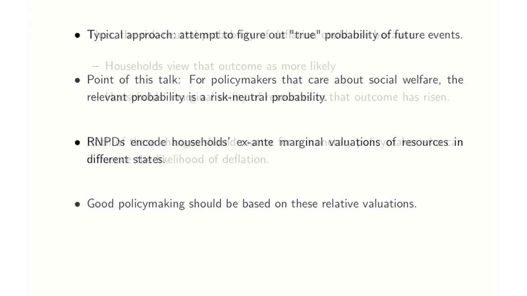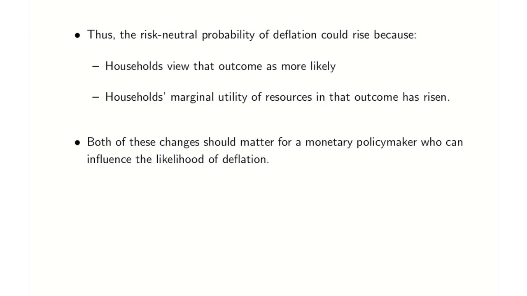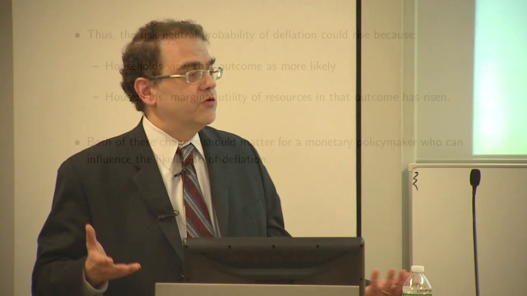To be even more concrete, the risk-neutral probability of deflation could rise because households view that outcome as more likely, or it could rise because the household's marginal utility of resources in that outcome has risen. So it could be that we go out and look, and you can back out the risk-neutral probability of deflation, and it has just gone up. There could be two reasons for that.